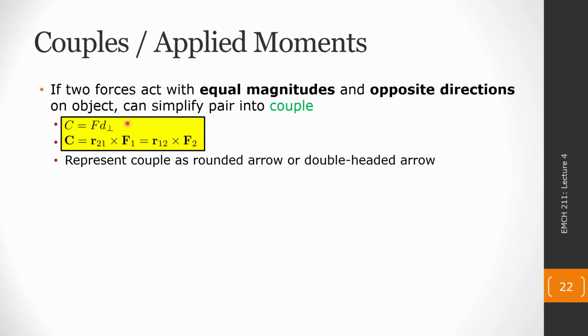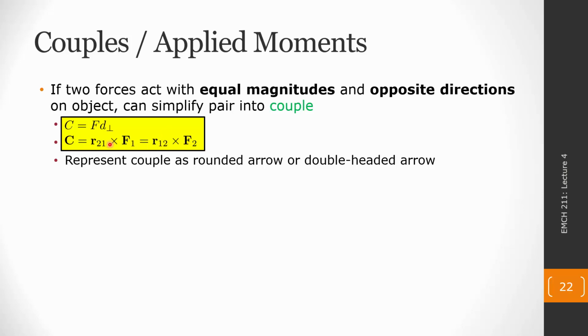Now, this couple is going to be acting around typically that z-axis, and that's why we can represent it as a scalar, but really it's a vector that only has a value in the k direction, if we're using a typical x and y plane for our scenario. If we're in 3 dimensions, or if finding that perpendicular distance is particularly difficult in 2D, we can use the vector approach as well. So here, there's two ways we can do it.